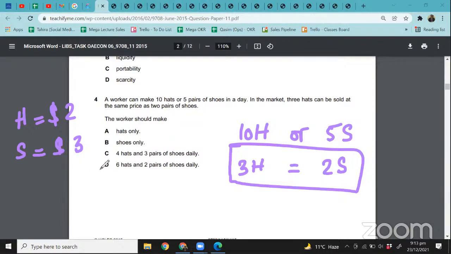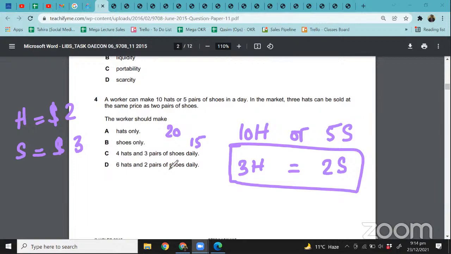Right? So then all you have to do is to just multiply. If you're producing hats only, 10 twos are 20, right? If you make shoes only, then each shoe is worth $3. So 5 threes are 15. If you make 4 hats, 4 twos are 8 and 3 threes are 9. 8 and 9 is 17. And then 6 hats. 6 twos are 12 and 12 and 4, yeah.